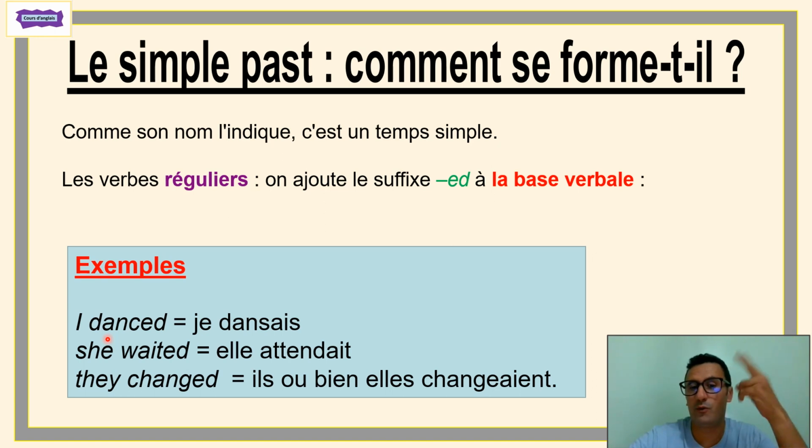Parce qu'en anglais, on a deux types de verbes, réguliers et irréguliers. On va voir ça après. She waited. Elle attendait. They changed. Il ou bien elle changeait.